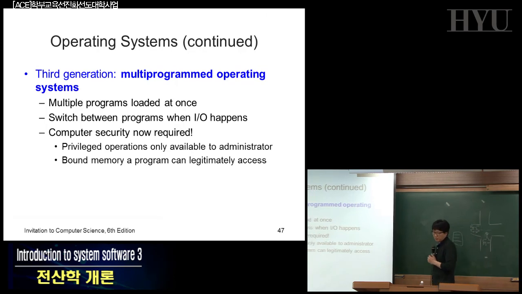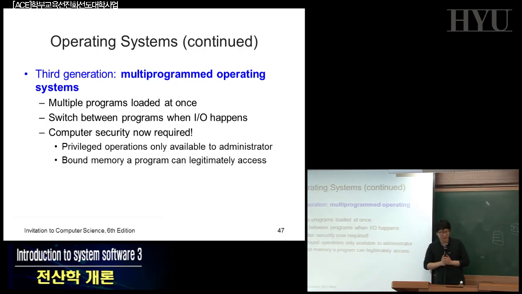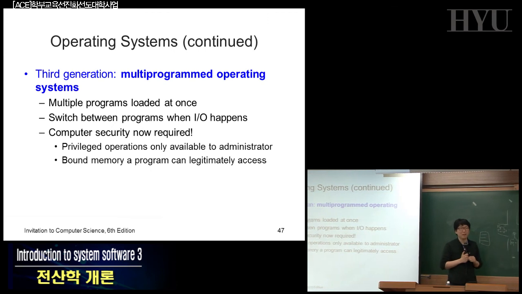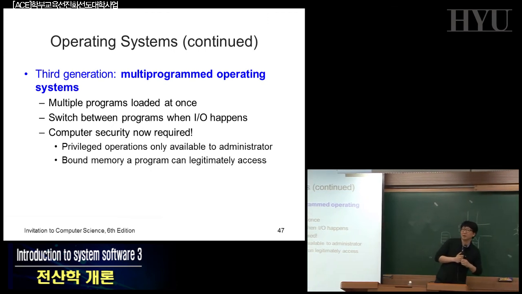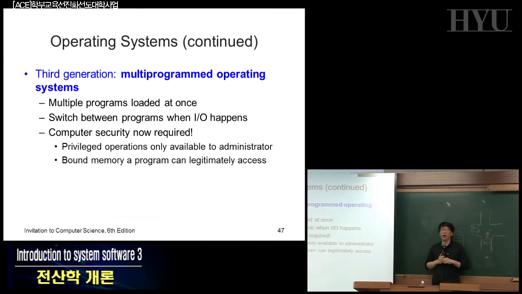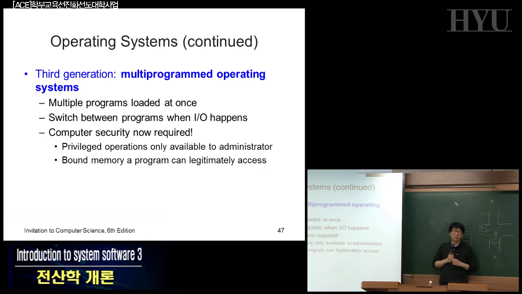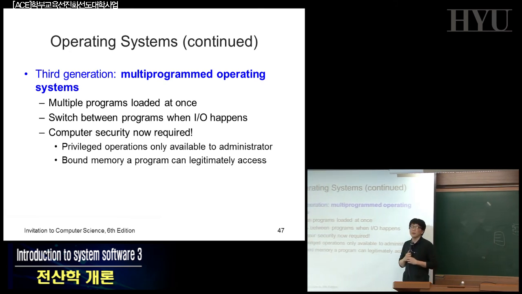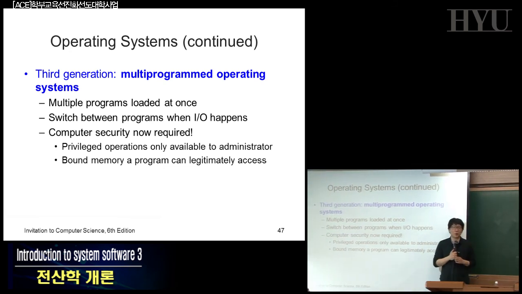So third generation multi-programmed operating systems. Multiple programs loaded at the same time. Our memories are usually big, a couple of gigabytes, even more. So we can have multiple programs loaded into memory at the same time, just switching between each other. That's the magic of looking at a simultaneous programming.